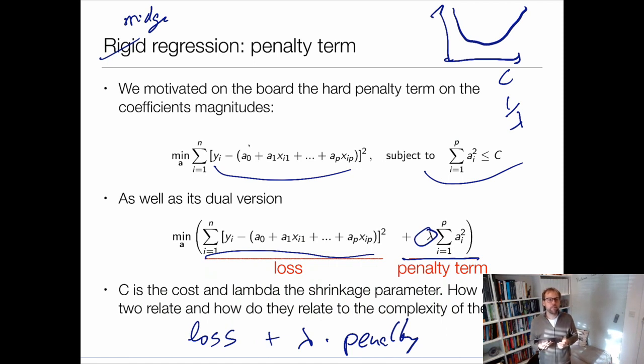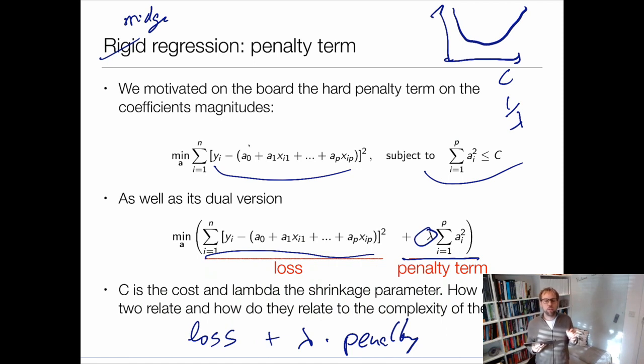And one little comment on numerical computation. Obviously this minimization problem we can solve numerically, and we can actually see in a second how we can solve it analytically as well.